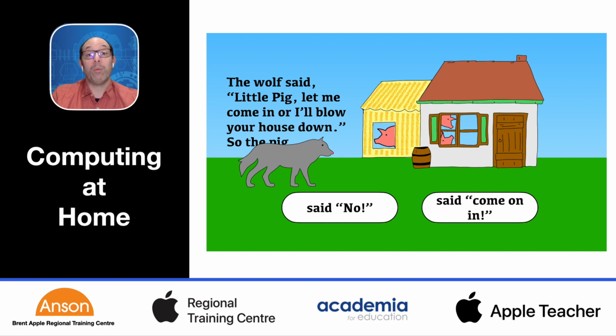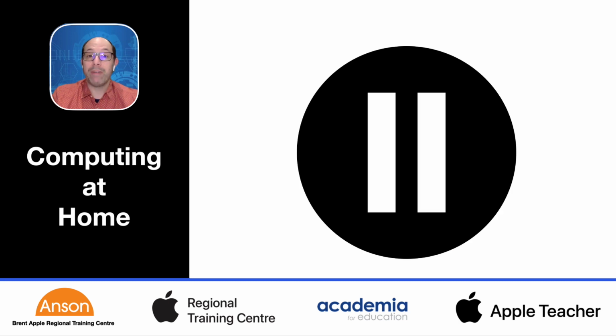So maybe the wolf tries to blow the house down and the choices are that he blows it down or maybe he chokes on a bumblebee. Maybe the wolf comes inside the house, you draw the inside of the house, and then you decide a game. Maybe they're playing chess or maybe piggy in the middle. So what game will it be? Pause the video and see if you can write the next scene for the 3 little pigs, draw the picture, and give some choices for your reader.